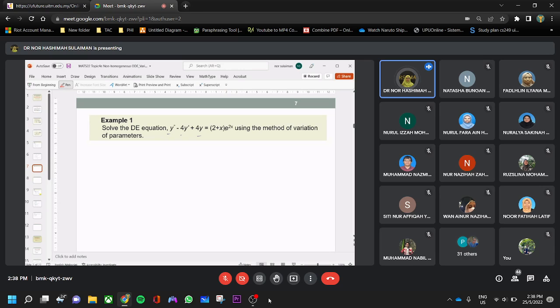Okay, the first step, as usual, what do we do? Find YC, right? How do we find YC? Auxiliary equation. Write it again: 4y double prime minus 4y prime plus 4y, let it equal 0, right? And then you find the characteristic equation. So you have k squared minus 4k plus 4 equals 0. Can we factor this one?